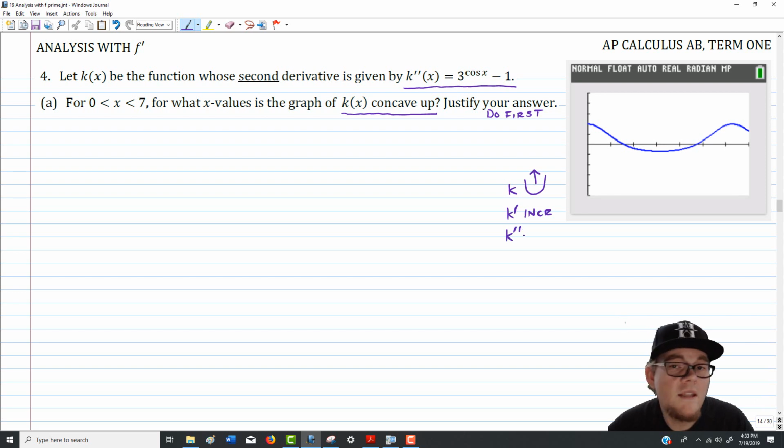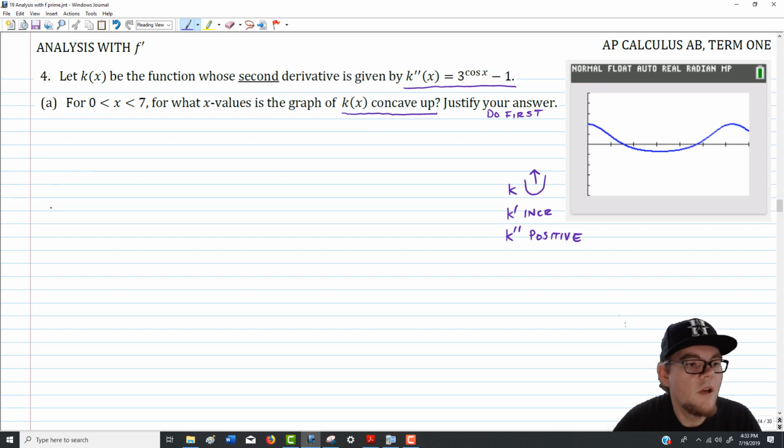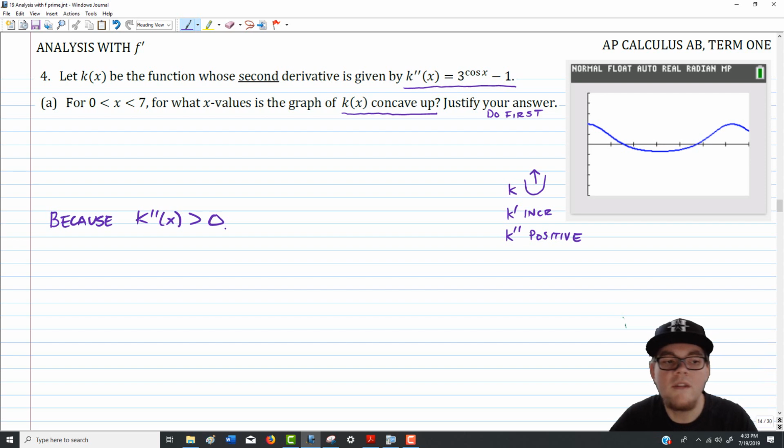But in this case, we're given k double prime. So we just need to think about what k double prime needs to be for k to be concave up. And that is obviously positive. So we want a positive value of k double prime. In my justification here, I'm going to write first that wherever it is, it's going to be because k double prime of x is positive, or I could say is greater than 0. So in looking at our picture, we want the positive areas. The positive areas are going to be from right there to the first 0, so we'll need to figure that out, and then from the second 0 on to the endpoint.